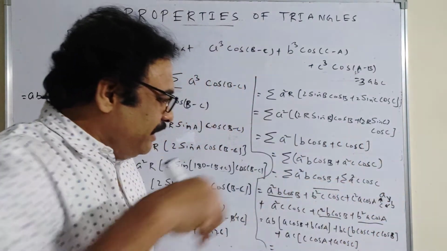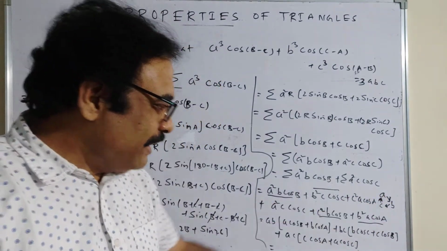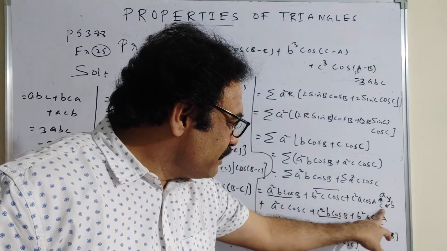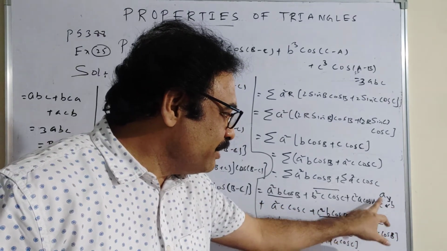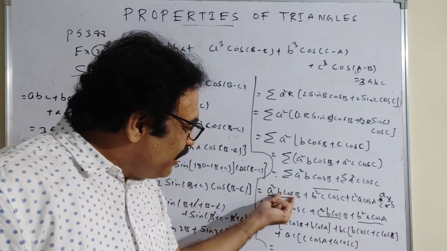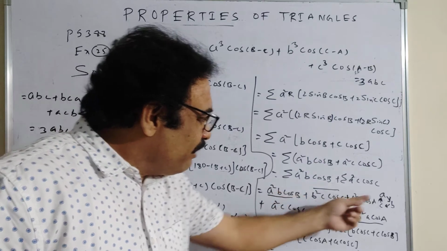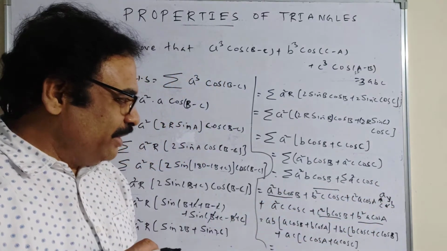We'll apply the arrow marks in this way. What does it say? I'll be writing a square into b cos b, plus b square into c into cos c, plus c square into a into cos a. Are you observing one scenario? Here you are getting b cos b. Now a to b, b to c, c to a. That is where you need to concentrate.